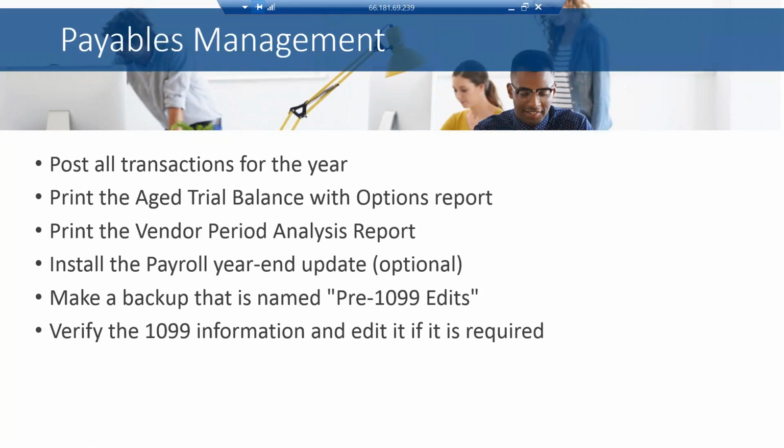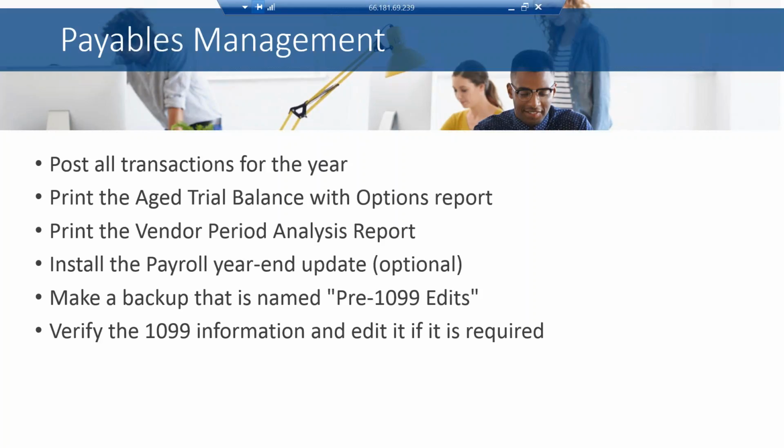Now this one may strike you as funny. Install the payroll year-end update. One of the things about the payroll year-end update is that it is a service pack, and so it may include updates that are beyond payroll. As an example, if there were an update to the 1099 form, it could be included in the payroll year-end update. And so when you load that service pack, it would then update your 1099 document so that those print out properly.